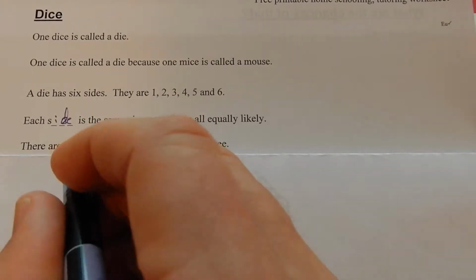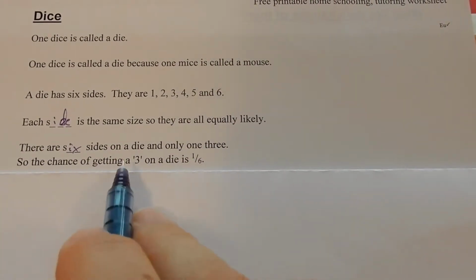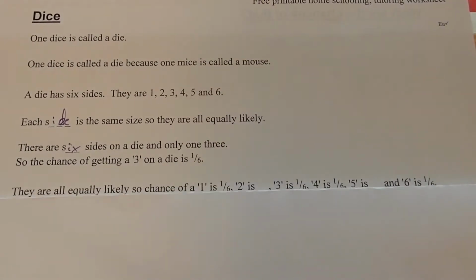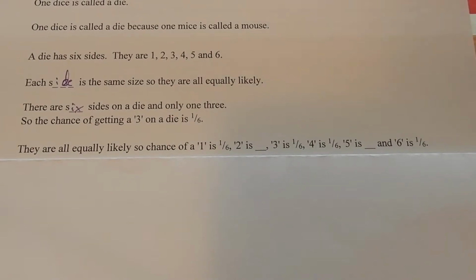There are six sides on a dice and only one three. So the chance of getting a three on a dice is one out of six. They are all equally likely. So the chance of a one is one out of six.